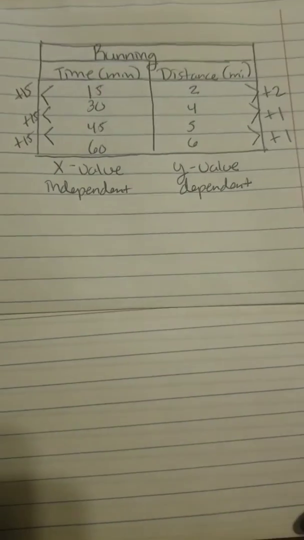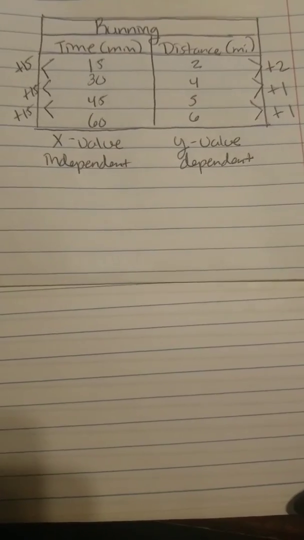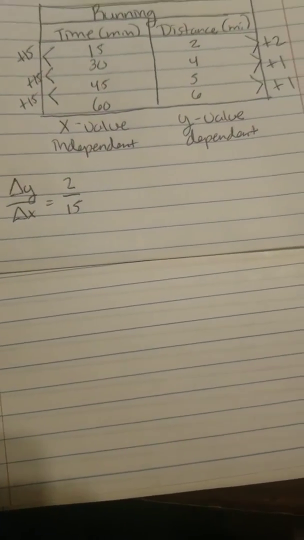So if I find my rate of change for each one of these, I'm going to determine that this is probably not going to be a linear relationship because we're not going to get the constant rate of change for each one. So let's look at this first one. It says 2 and 15. So I'm going to put my change in y over my change in x. So if I do 2 divided by 15, or 2/15, and then I look at the next one, the change in y over the change in x is 1 over 15.